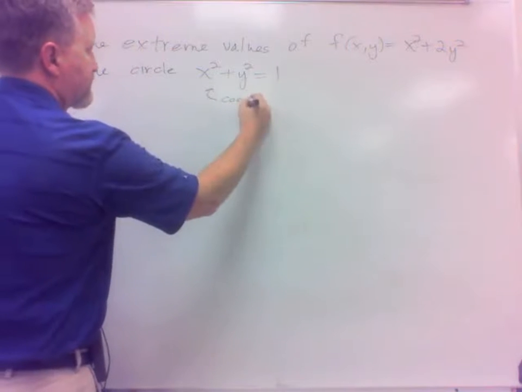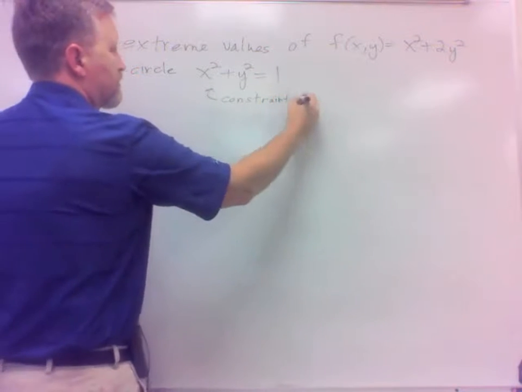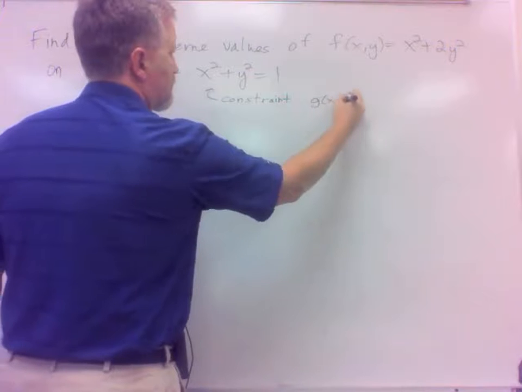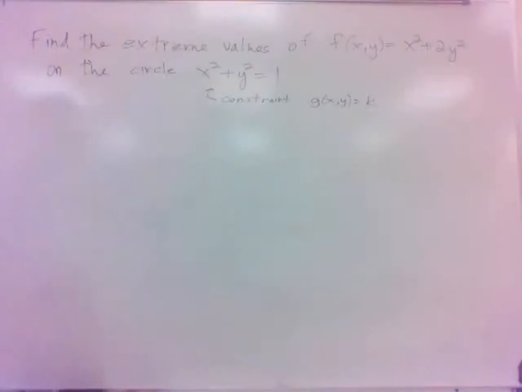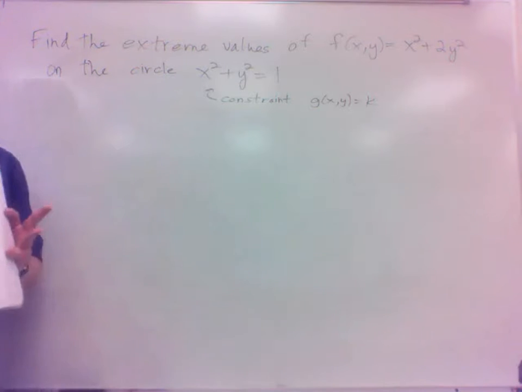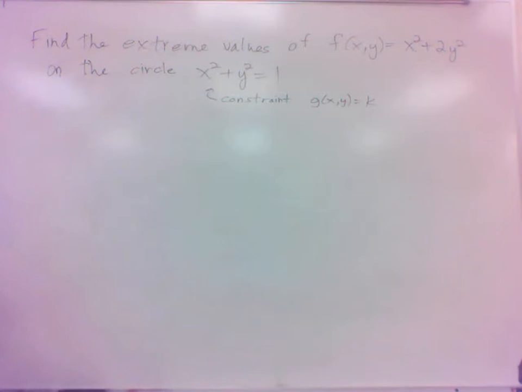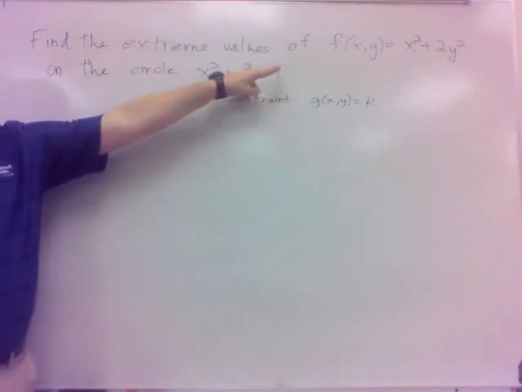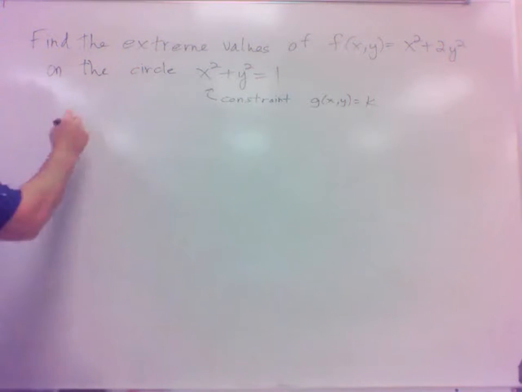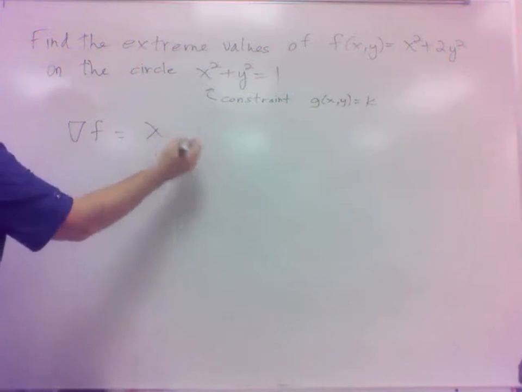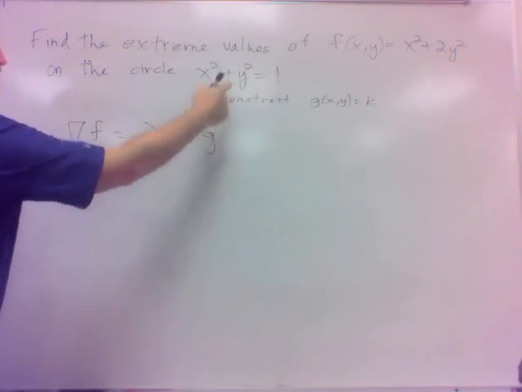That's our g(x, y) equals k function. Okay, so if we use the method of Lagrange multipliers, what does the Lagrange multiplier say? Well, it says for this extreme to occur, we need that the gradient of f equals some lambda times the gradient of g.